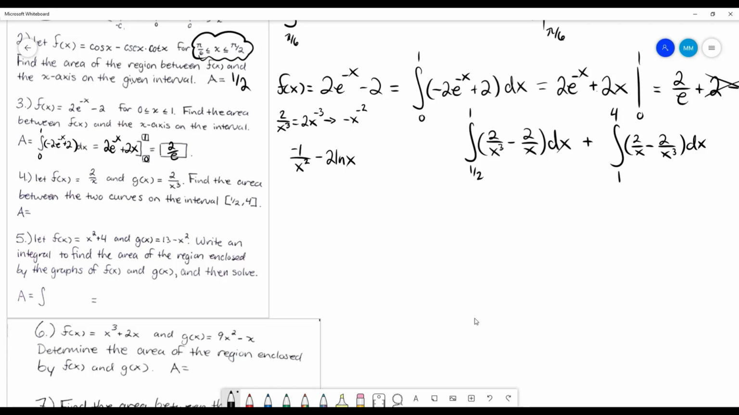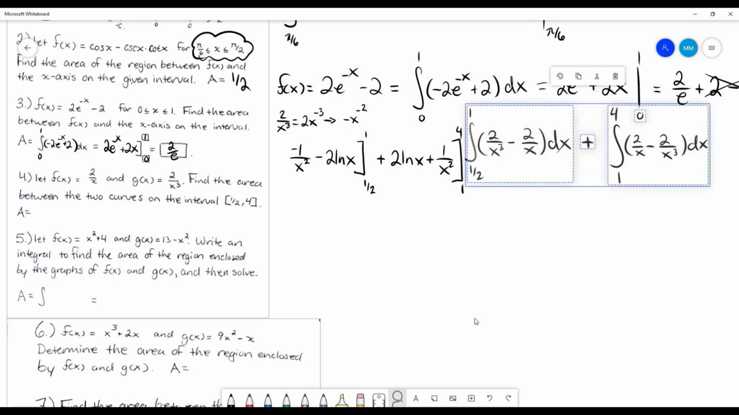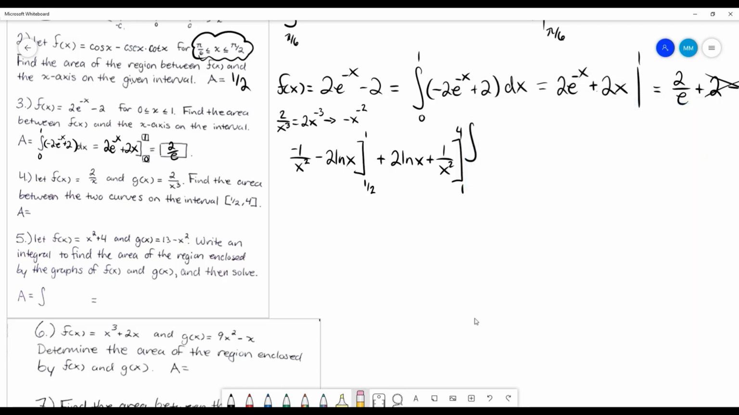So that's that. And remember that that is on these bounds. And then we add the integral, the second one, which is just going to be kind of the opposite, right? So it's going to be a positive 2 natural log of x minus a negative this, so it's going to be plus 1 over x squared on these bounds. And now that we are done with those integrals, I'm going to erase that. Okay. And now it's just plugging in values and evaluating, then adding it all together.